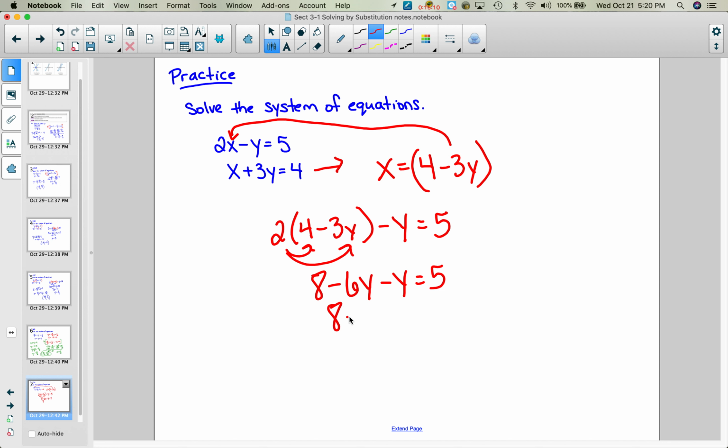combine like terms, and I get negative 7y equals, when I subtract, I'm going to get negative 3. So y equals, a negative divided by a negative is positive, so we get 3/7. Another fraction.